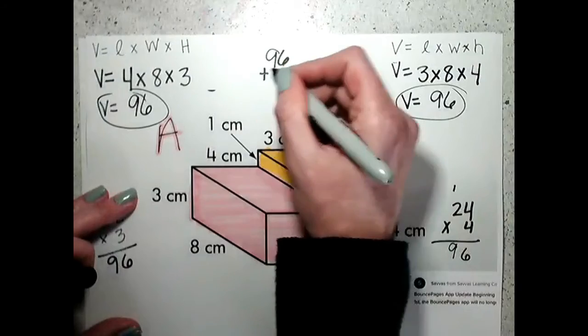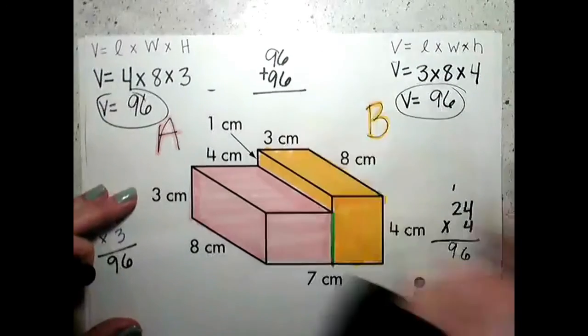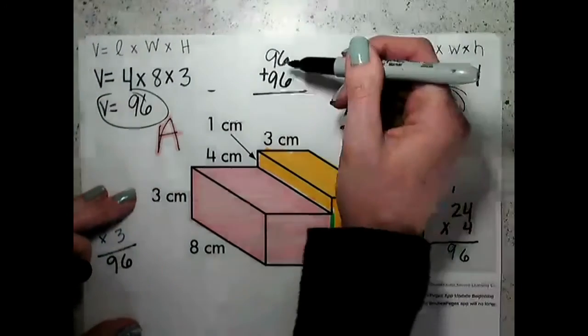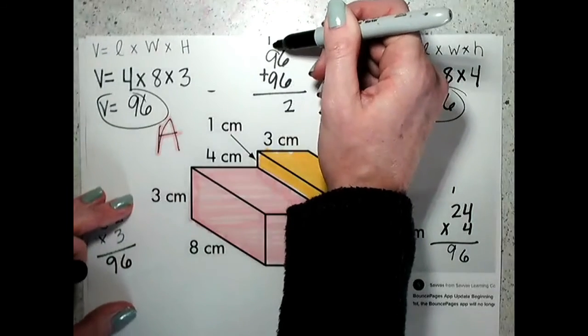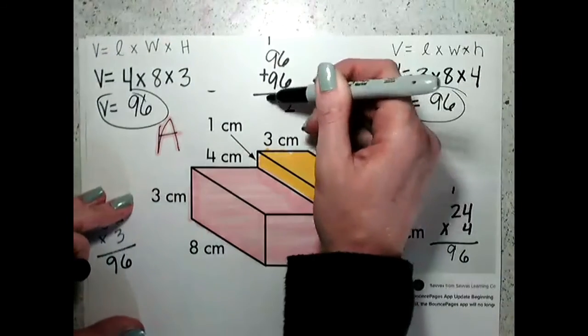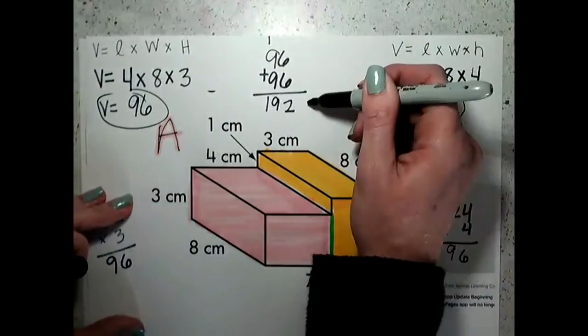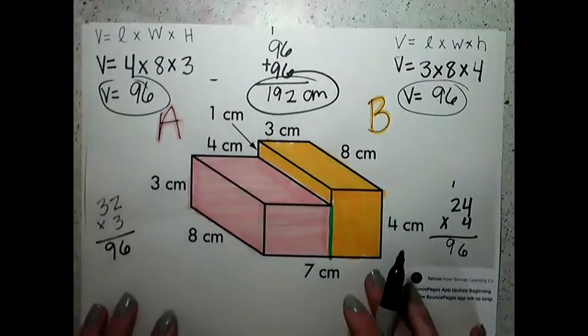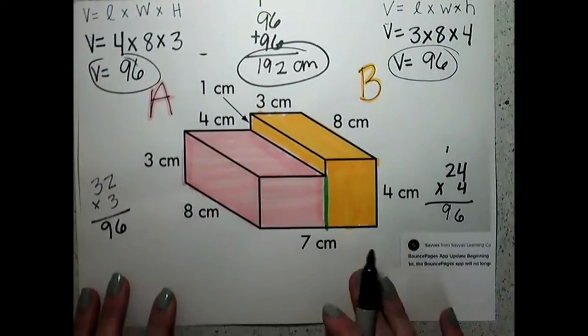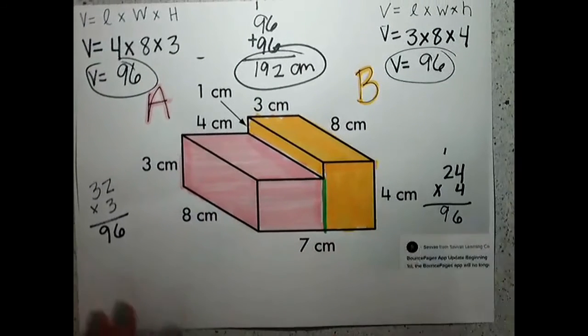So I'm going to take 96 plus 96, and I'm going to add that together. 6 plus 6 is 12. 9 plus 1 is 10, plus 9 more is 192. That is my final volume, or my total volume, for my irregular prism.